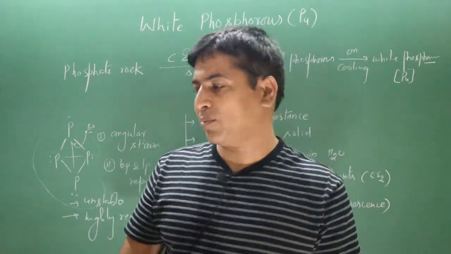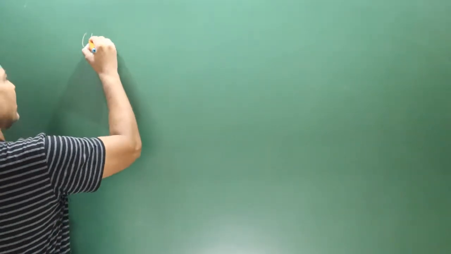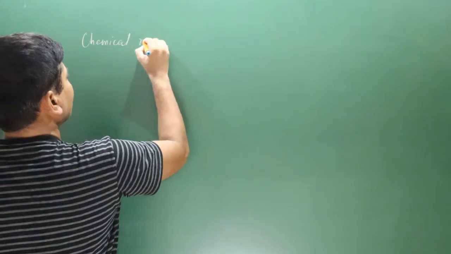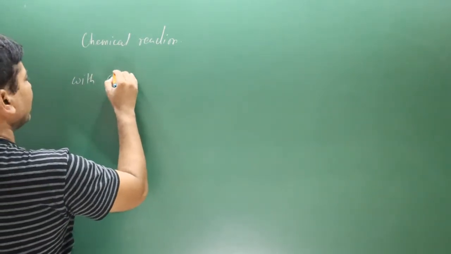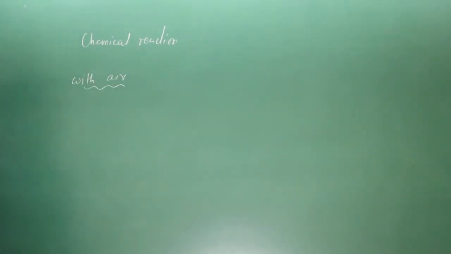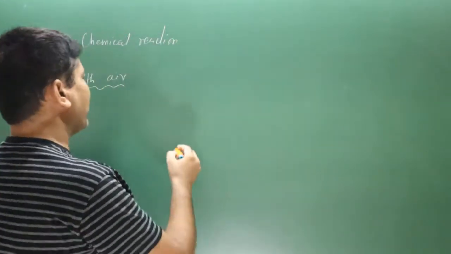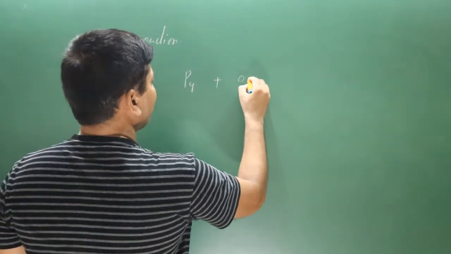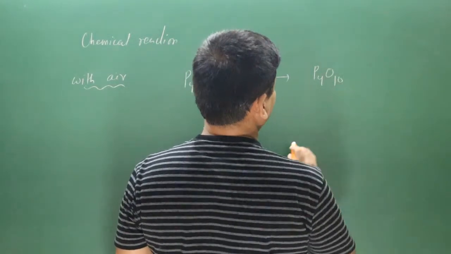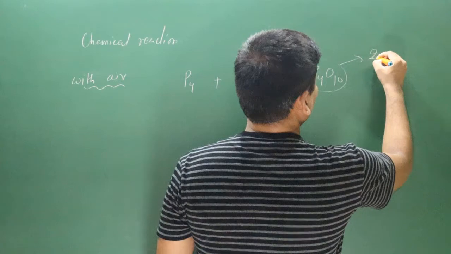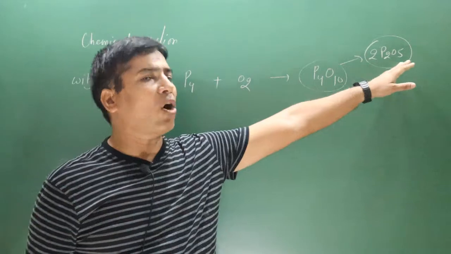Now let's move on to its chemical properties. Next we have chemical reactions. The first chemical reaction is with air. It catches fire in air and easily gets oxidized to produce phosphorus pentoxide. We have white phosphorus, that is P4. In the presence of oxygen in air, it undergoes oxidation to produce phosphorus pentoxide. It can also be written as 2P2O5. It undergoes dimerization to be in a stable state.